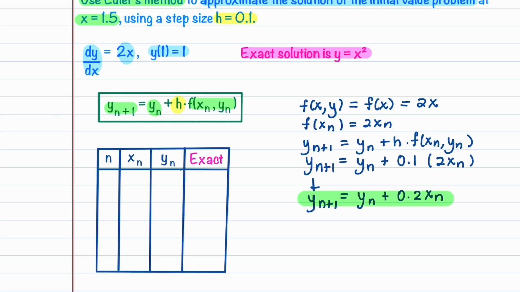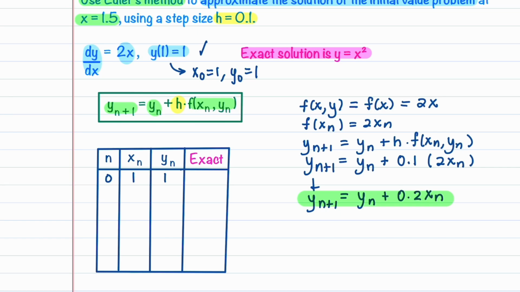Let's now look at this table down here on the left and fill in what we need to find. You're always going to start with n is equal to 0, and we can find x0 and y0 by looking back up here at our initial condition. Our initial condition tells us that x0 is equal to 1 and y0 is equal to 1. So we can put that into our chart. We'll fill out what the exact numbers are when we get done with our problem.